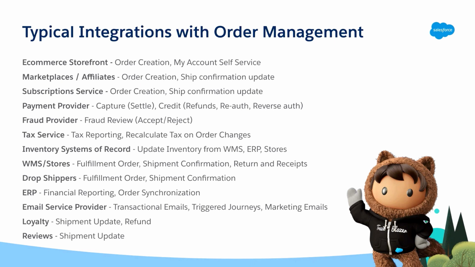And additionally, you may integrate with other systems for more capabilities, like Marketing Cloud or another email service provider for transactional and marketing emails. Maybe a subscription service for handling recurring orders, or a loyalty service for shipment or refund information, or a ratings and review service for sending shipment information. So not all of these may be a part of your brand's unique solution, but some combination of these system integrations are usually in the mix for most businesses with B2C fulfillment.